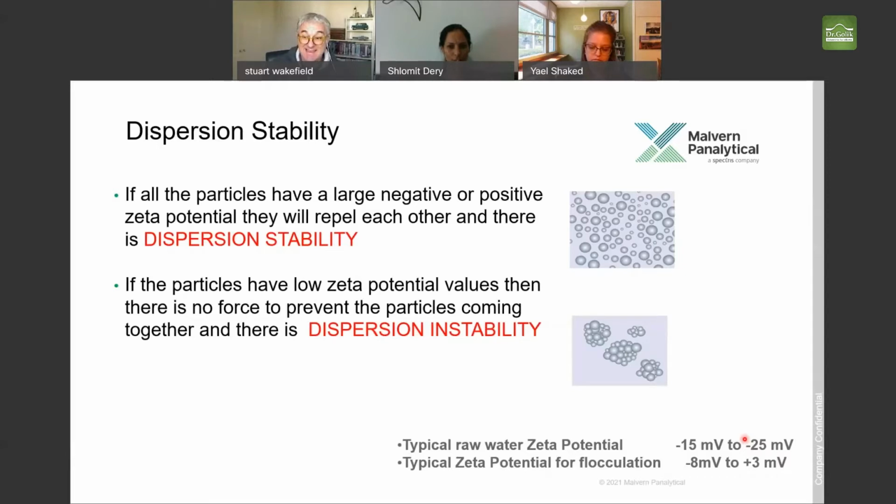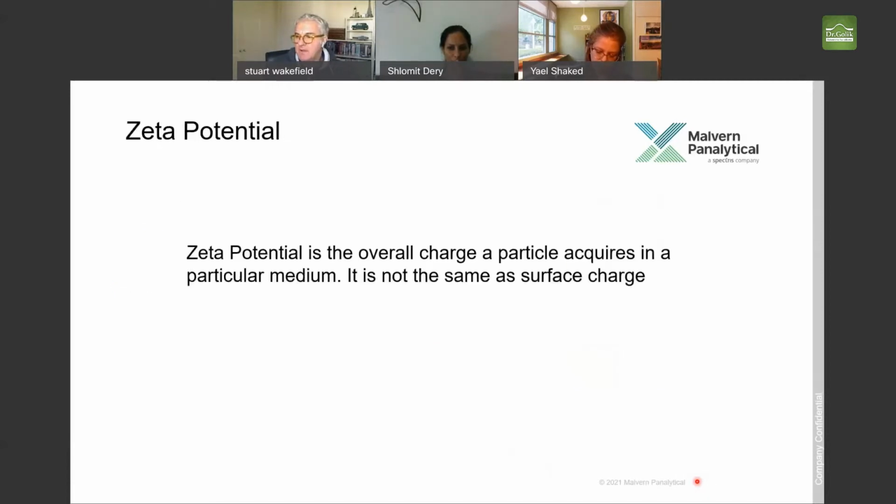And as I said, ideally, the operating range for a flocculated system is with the Zeta potentials typically between -8 and +3 millivolts. But of course, that can be different. It could be -10 to +10, depending upon your system. So remember, Zeta potential is the overall charge a particle acquires in a particular medium. It is not surface charge or particle charge, okay?